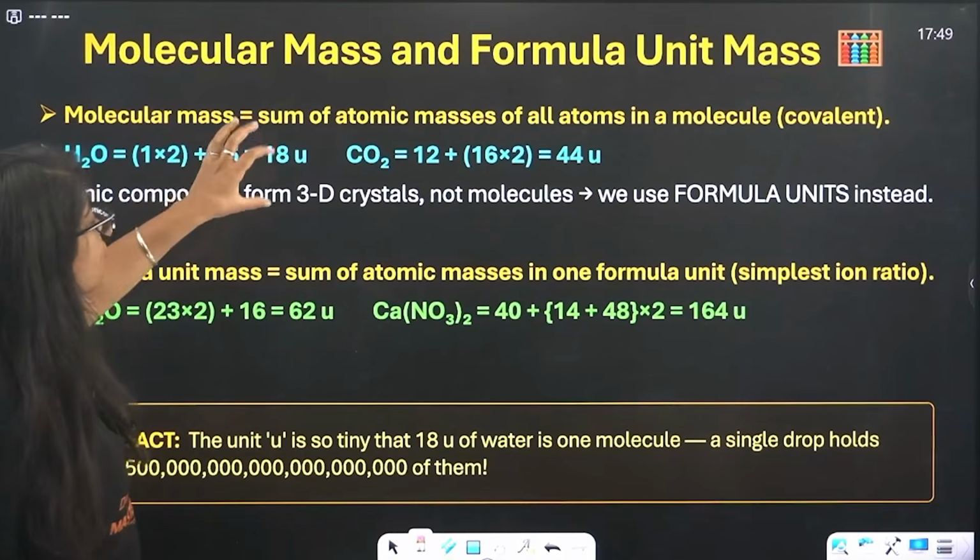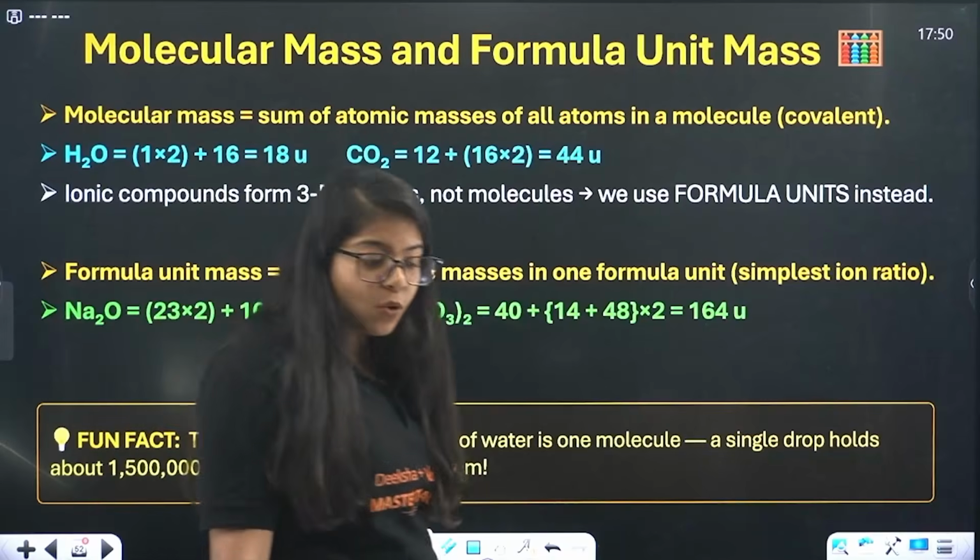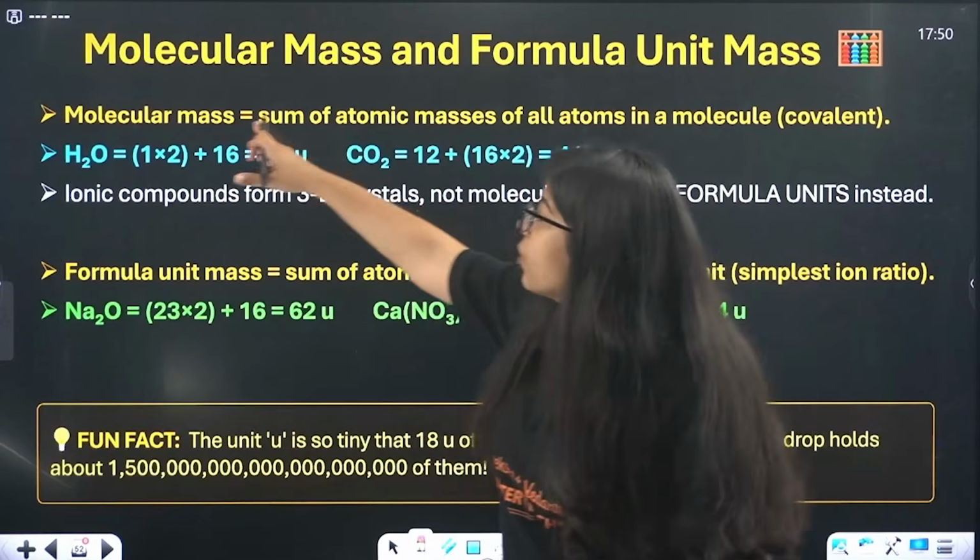Ionic compounds form 3D crystals, not molecules. We use formula units instead. So beta, these are what? These are covalent compounds.